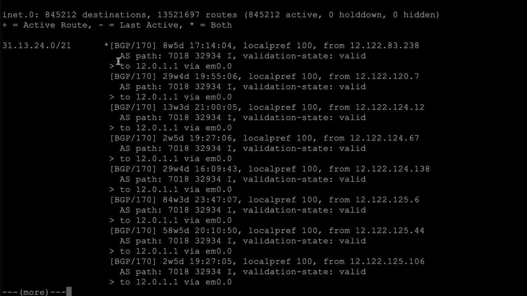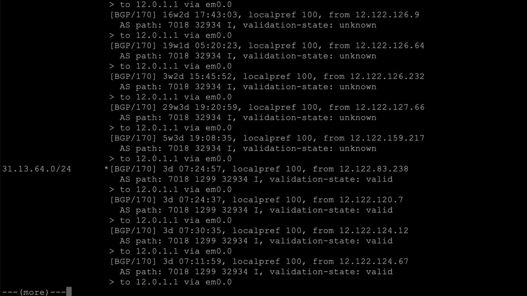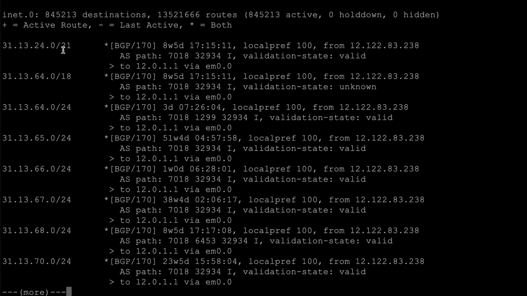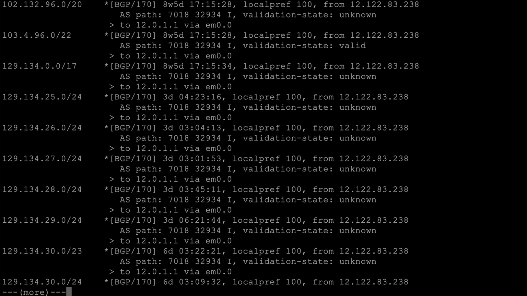3113.24, and it's got a whole bunch of different paths to that destination. And here are some more routes, but we could simplify this a bit. I'll modify that same command to just give us active paths, so we don't have to look at every path for every route. And so here are all of Facebook's IP blocks that they're advertising. And if we keep scrolling down here, we should be able to find that 129.134.30 route.